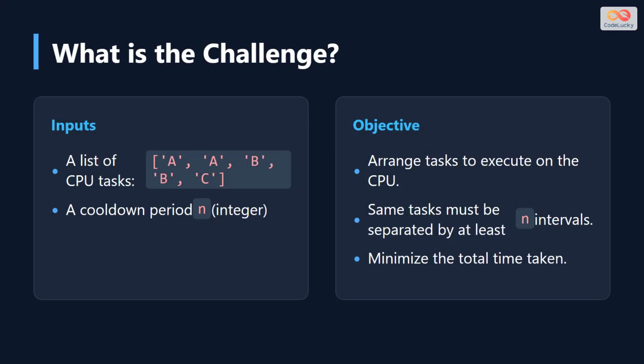Here is the setup. You are given a list of tasks, represented by letters like A, B, and C. You also have a cooldown period, represented by the number n, and your goal is to arrange these tasks so they finish in the shortest amount of time possible. The constraint is that the same task cannot run twice in a row without waiting for n intervals.